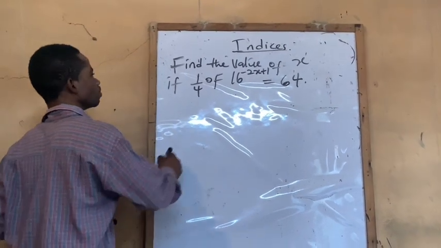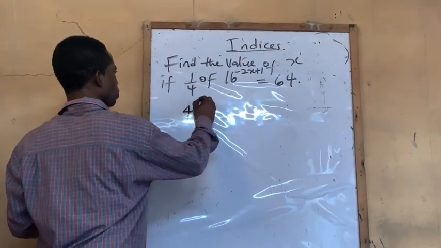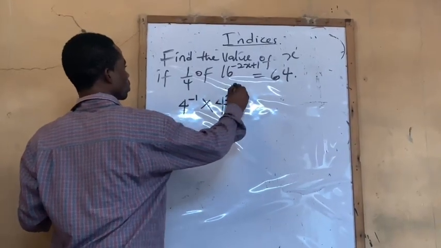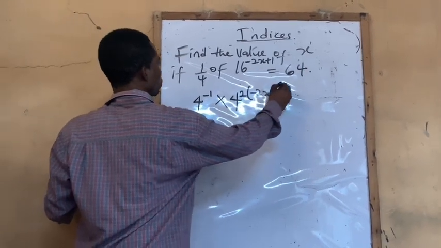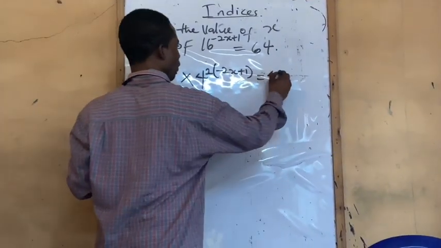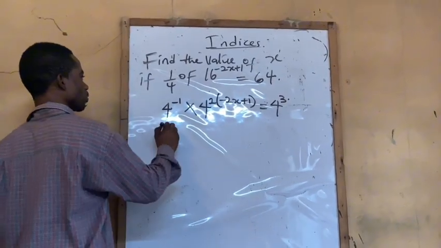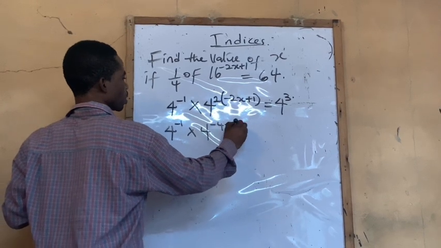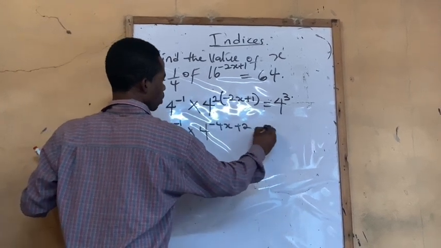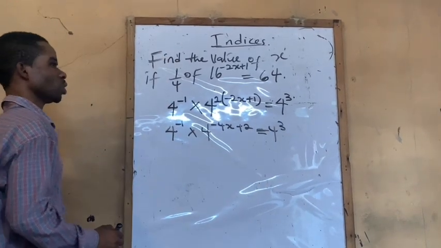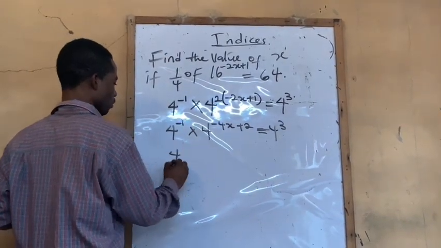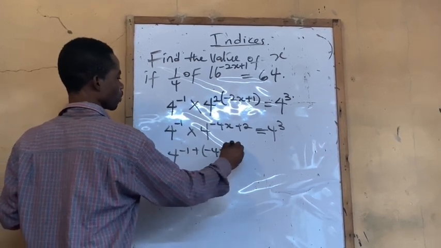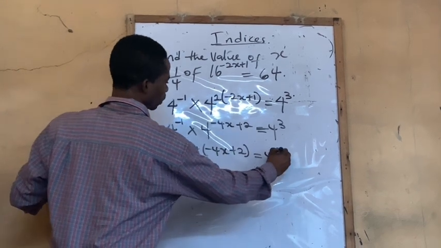So this guy will become 4 raised to power minus 1 times 4 raised to power 2 into bracket minus 2x plus 1 equals 4 raised to power 3. That means 4 raised to power minus 1 times 4 raised to power minus 4x plus 2 equals 4 raised to power 3. So pick one base out of this, you add the powers together: minus 1 plus open bracket minus 4x plus 2 bracket, all 4 raised to power 3.